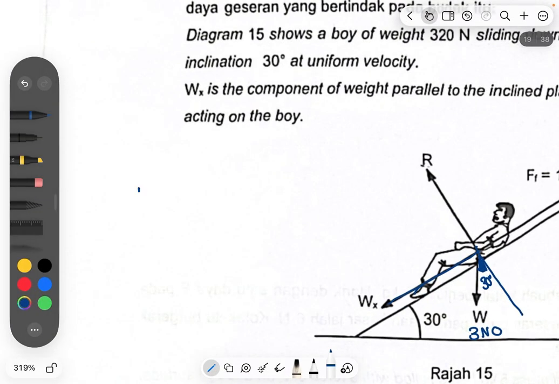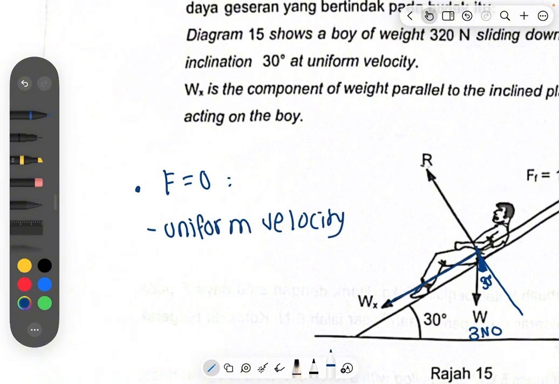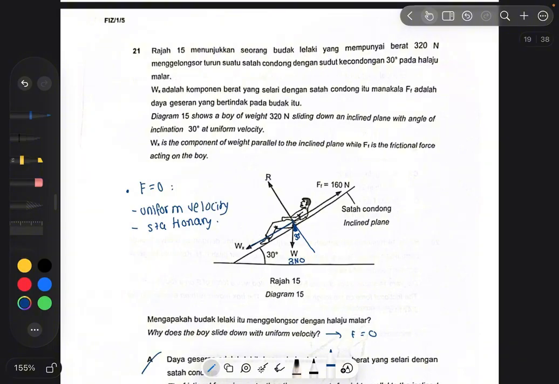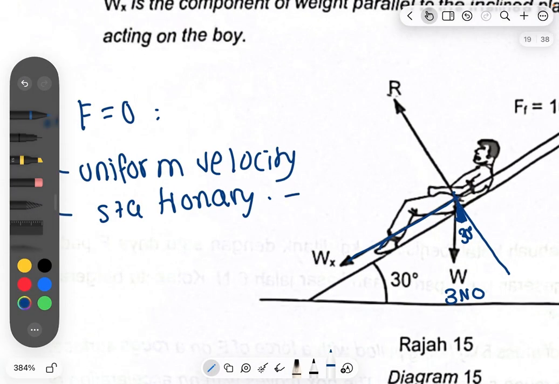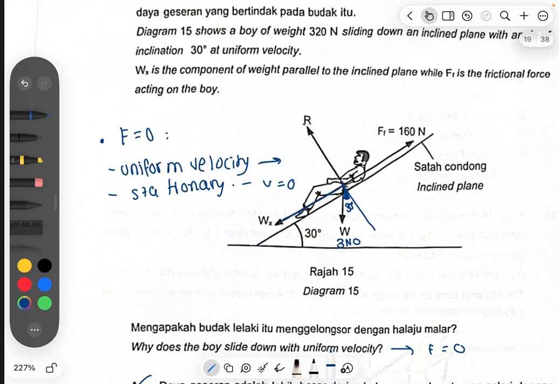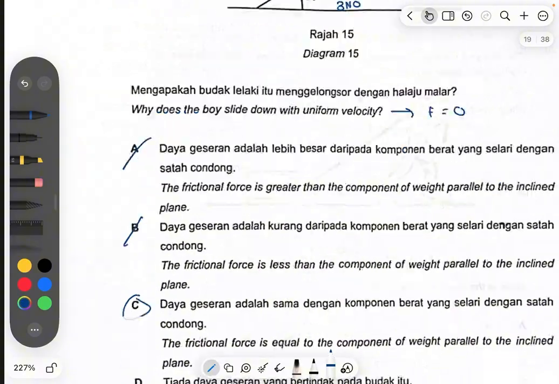There's only two conditions when resultant force is equal to 0. When there's uniform velocity and when an object is stationary. Okay, why, you might ask? Because for force, there has to be acceleration. So in order for there to be acceleration, there has to be a rate of change of velocity. If stationary, v is equal to 0. If uniform velocity, acceleration is equal to 0 because it's increasing at the same speed at the same distance. So there's no rate of change of velocity. So if there's no acceleration, then resultant force is 0.